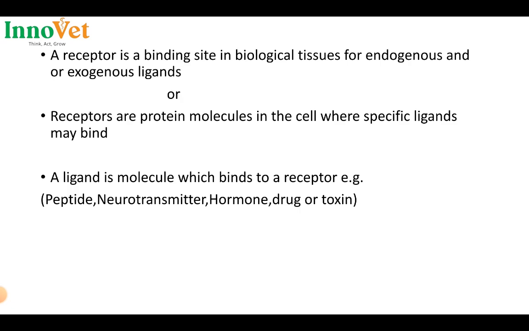So let's start by defining what a receptor is. A receptor is simply a binding site in biological tissues for exogenous or endogenous ligands. And what is a ligand? That is simply a molecule that binds to a receptor. So a receptor can also be a protein molecule in the cell where specific ligands may bind.